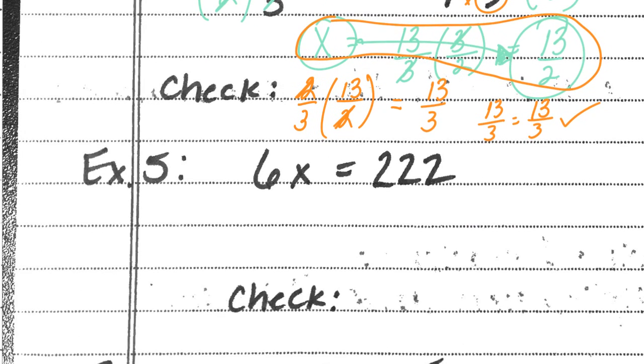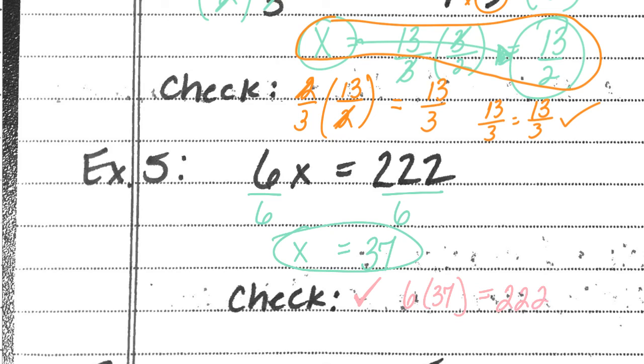All right, last question. 6 times x is equal to 222. When I divide each side through by 6, x is equal to 37. That is our answer. And we do want to check, is 6 times 37 222? Well, I don't know. I'm going to check that right here.